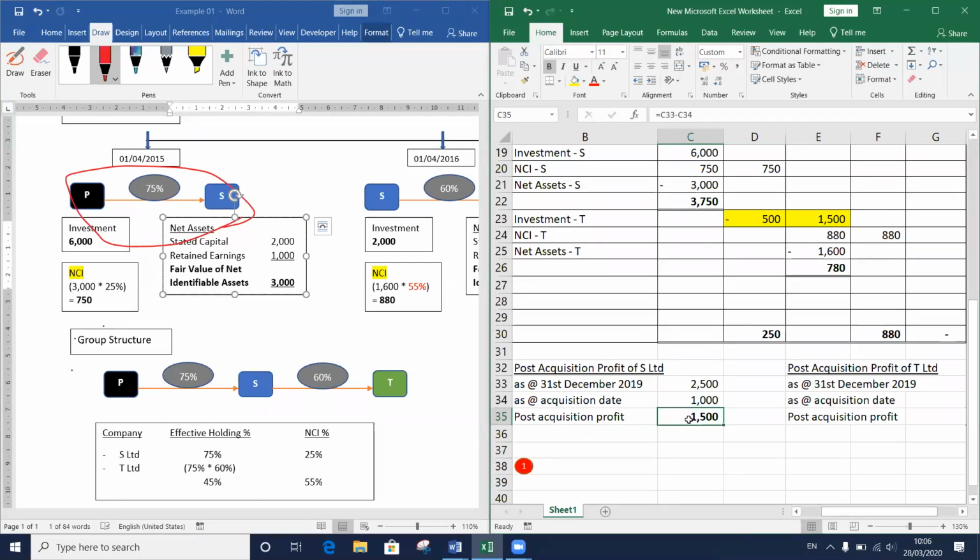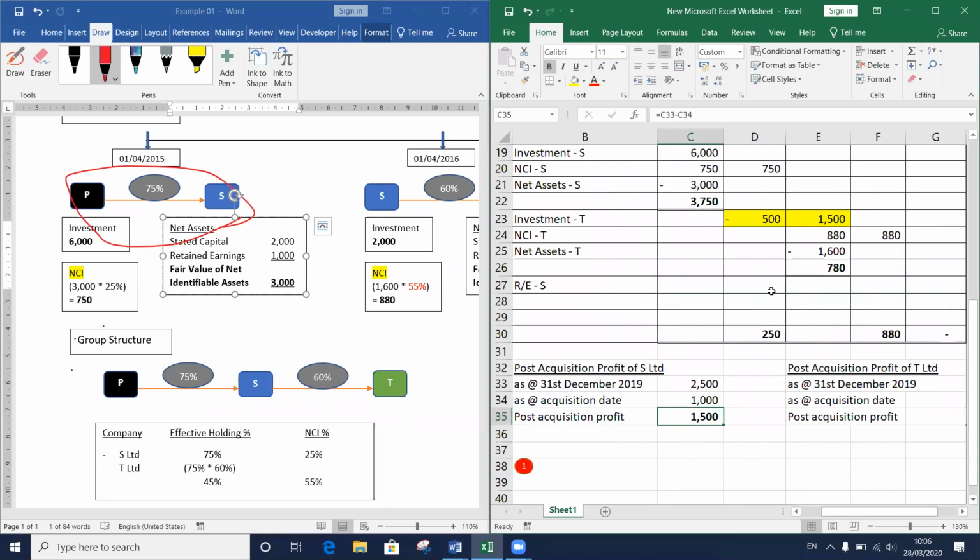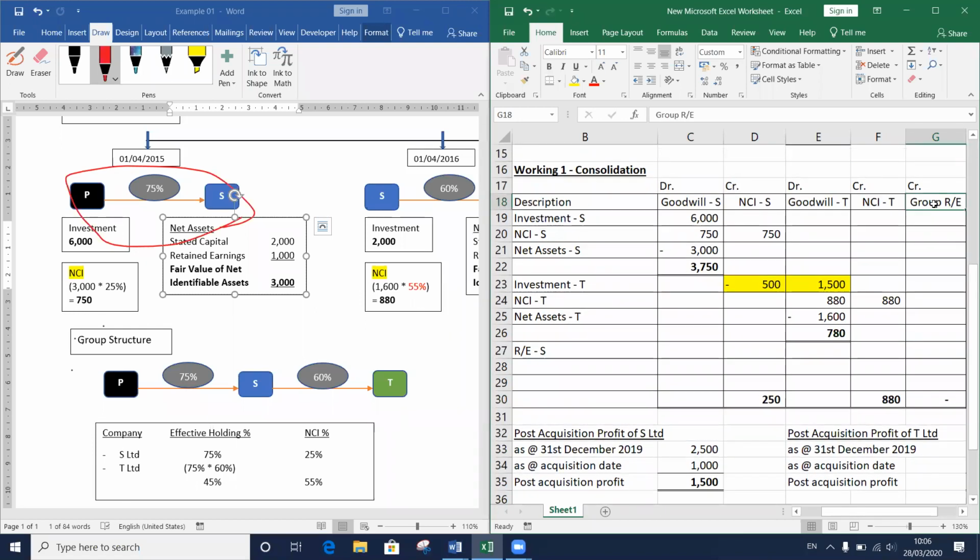Does it all belong to us? Does it belong to P Limited? No. Retained earnings of S. This 1500 is not all ours. How much is ours? Out of this, 75% belongs to us, right? Group retained earnings, right?